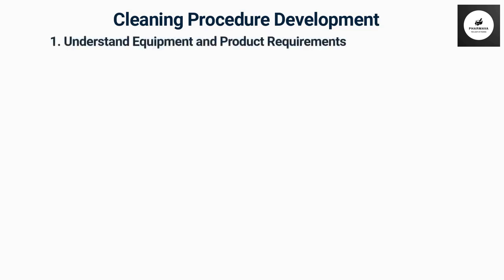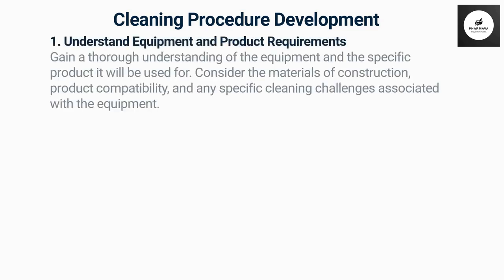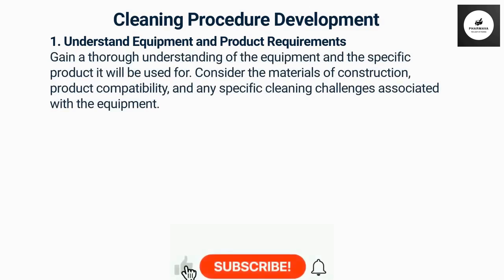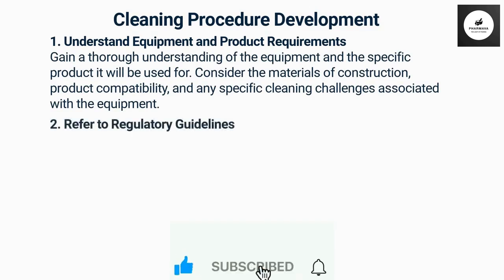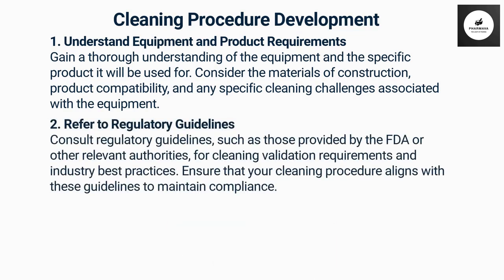Understand equipment and product requirements. Gain a thorough understanding of the equipment and the specific product it will be used for. Consider the materials of construction, product compatibility, and any specific cleaning challenges associated with the equipment. Refer to regulatory guidelines. Consult regulatory guidelines, such as those provided by the FDA or other relevant authorities, for cleaning validation requirements and industry best practices. Ensure that your cleaning procedure aligns with these guidelines to maintain compliance.